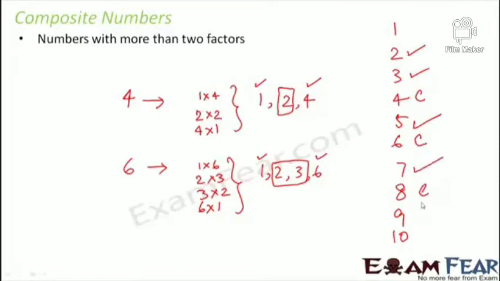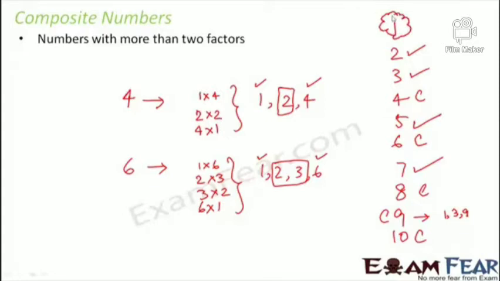8 is a composite number. What about 9? 9 is a composite number because 9 has multiple factors like 1, 3, 9. So 9 is again a composite number. 10 is again a composite number because 10 has multiple factors like 1, 2, 5, 10 and so on. So in this way we can decide whether a particular number is prime or composite. Now you might ask, what happened to 1? Is 1 a prime number or a composite number?